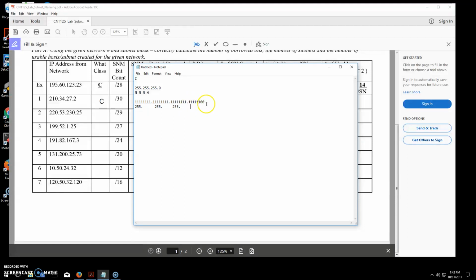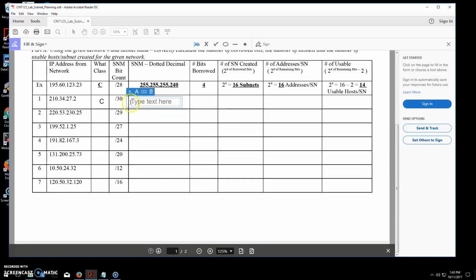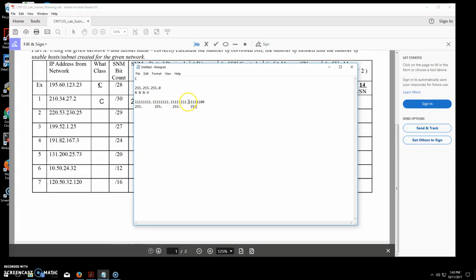So this guy here, I can either add all these up and figure out what it is, or I can subtract these two place values. These two place values are the 1 and the 2 place. So 255 minus 3 gives me 252. Again, lean back on the conversions you learned in CNT120. There we go, so 252. There is my subnet mask, 255.255.255.252.